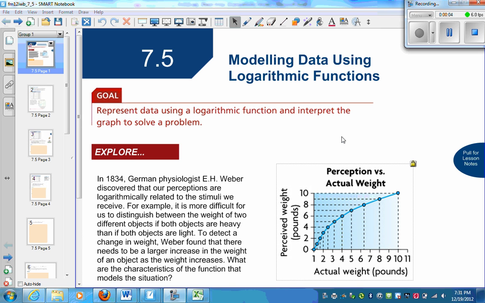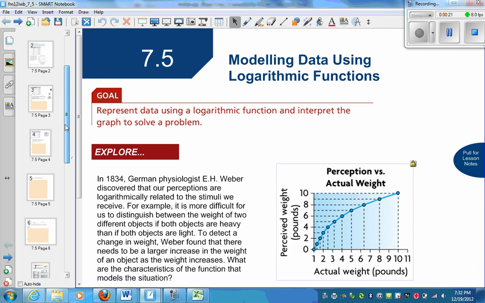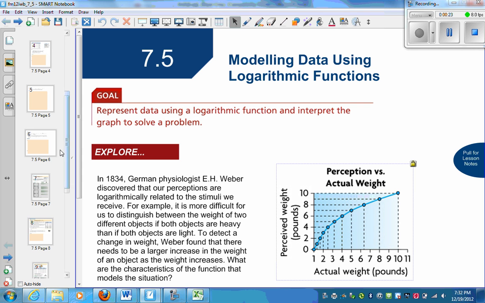Section 7.5, modeling data using logarithmic functions. So we're going to represent data using a logarithmic function and interpret the graph to solve the problem. Because this is the same chapter as exponential, it's going to be important that you do know the general shape of logarithmic functions so that you can recognize which type of regression to use when solving problems.